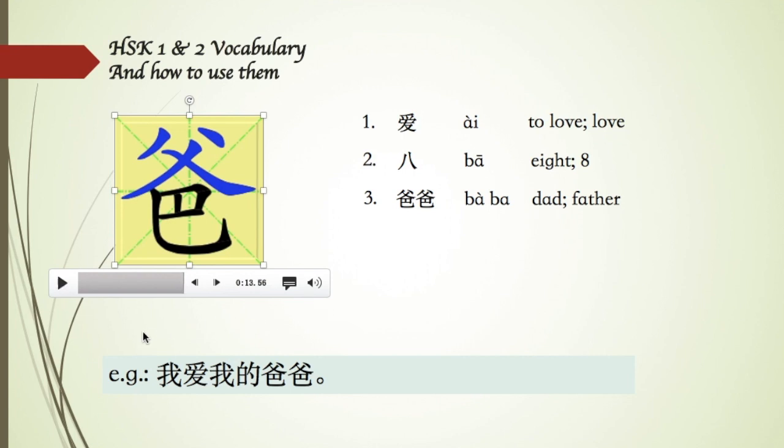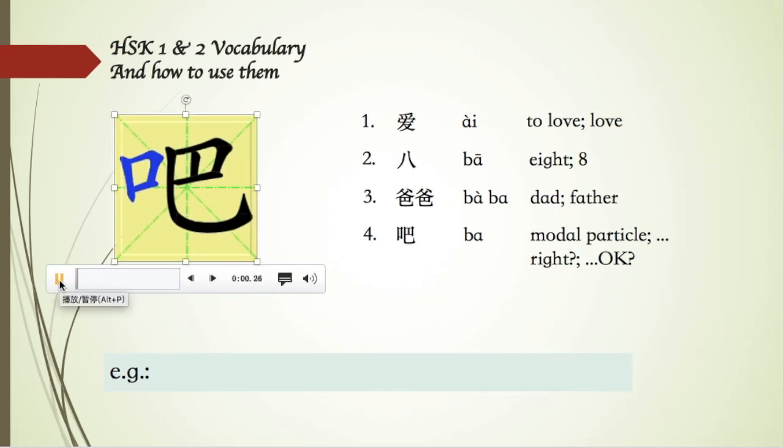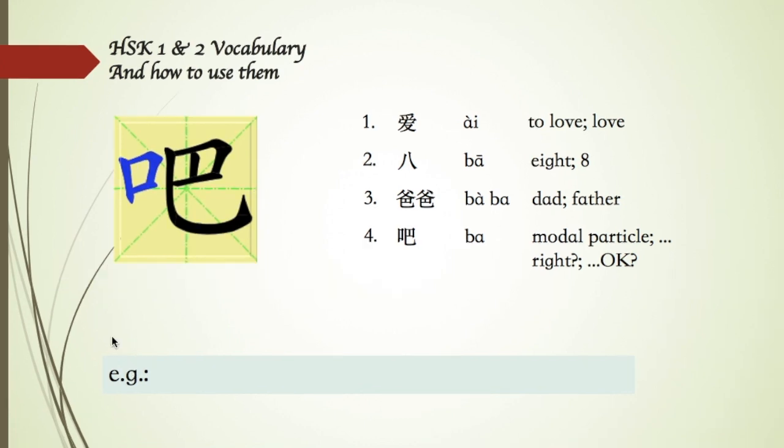And now let's move to the fourth one. So this is how you write it. It's combined with two parts. Left part, it's a mouth, indicating that this has something to do with talking, speaking, so modal. And then the right one, that thing is called ba, so indicating the pronunciation of this Chinese character. There's no tone there. It is called a modal particle.